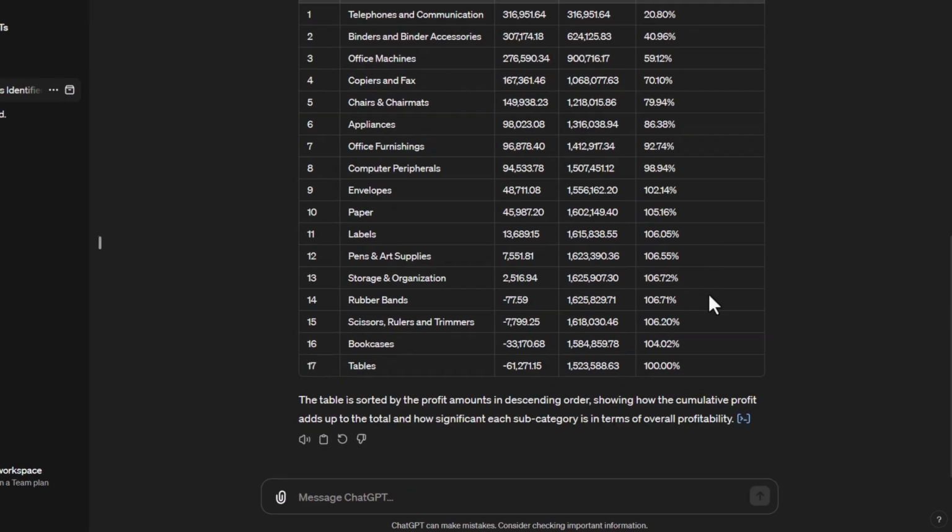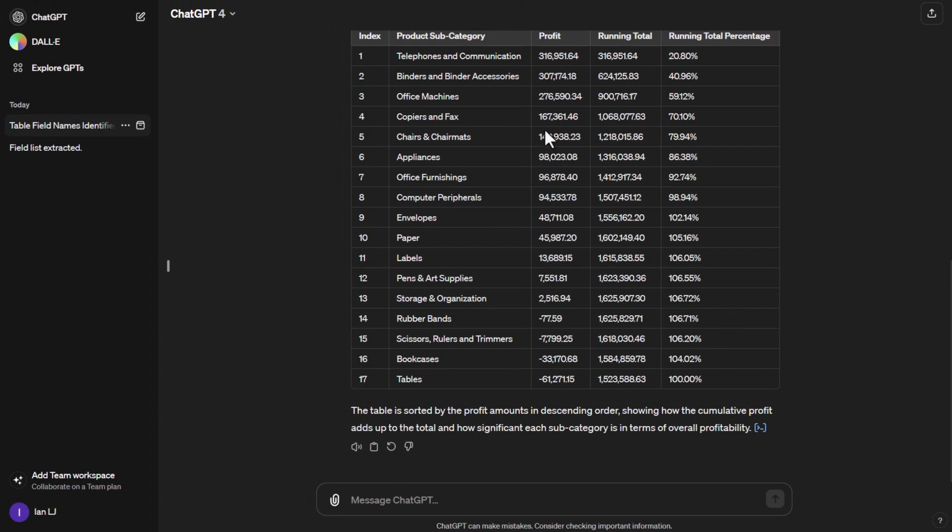Okay, so there we go. We've got the final table here. What you can see is it actually has put the product subcategory with the highest profit first, which is good because that's what you need for your Pareto analysis. You need to run the profit from highest to lowest. You'll also notice at the bottom here, we've got some negative values.